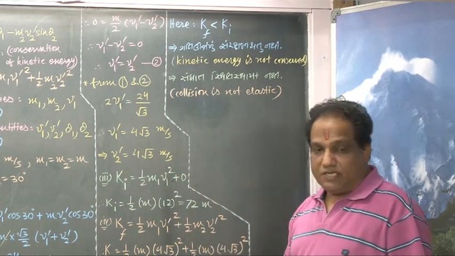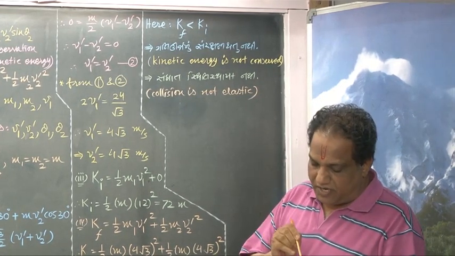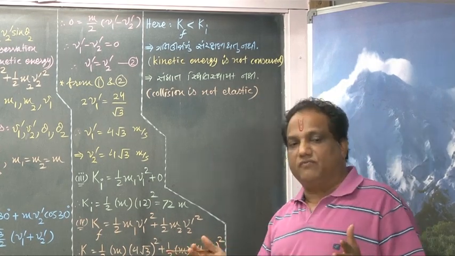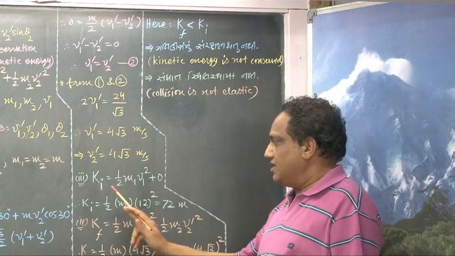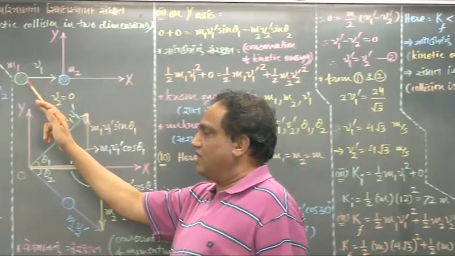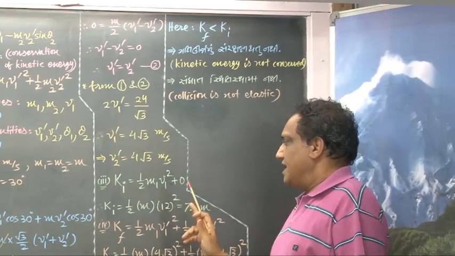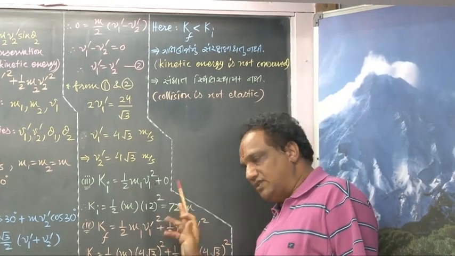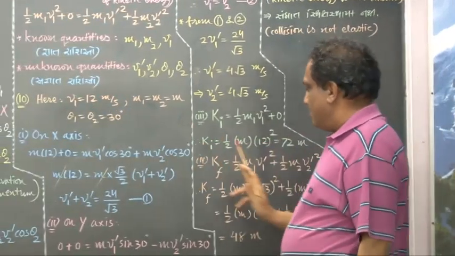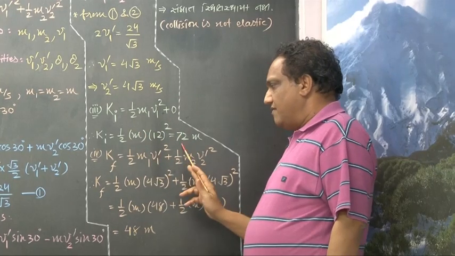They also asked whether the kinetic energy is conserved. Let us find out initial kinetic energy and final kinetic energy, then compare them to check whether they are equal or not. Initially only the first body was in motion, so only the first body had kinetic energy, half m1 V1 square. Second body was at rest, so its kinetic energy is 0. m1 is m, V1 is 12, 12 square is 144, 144 upon 2 is 72 into m.